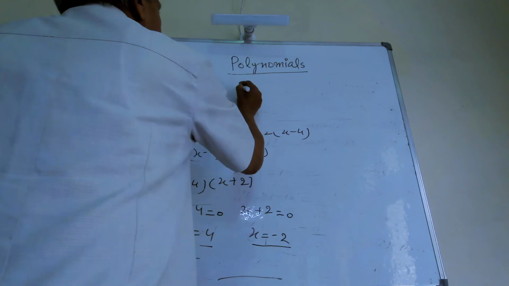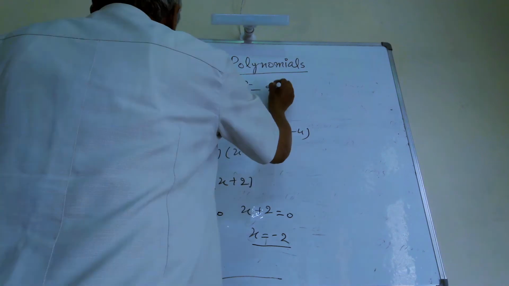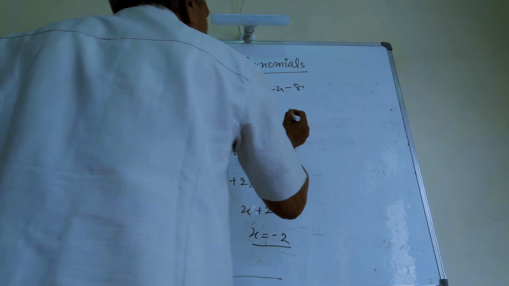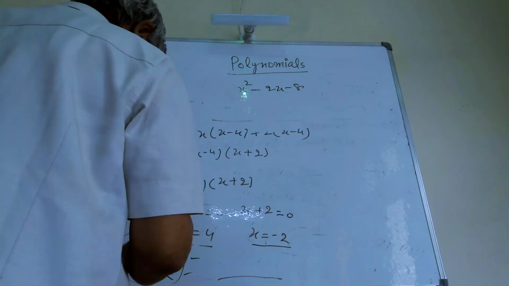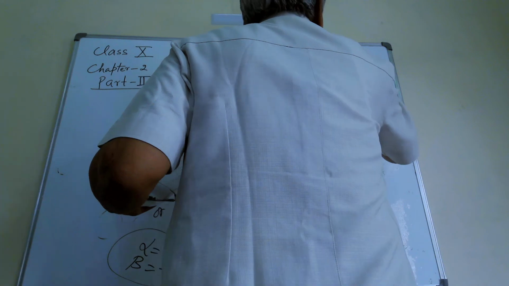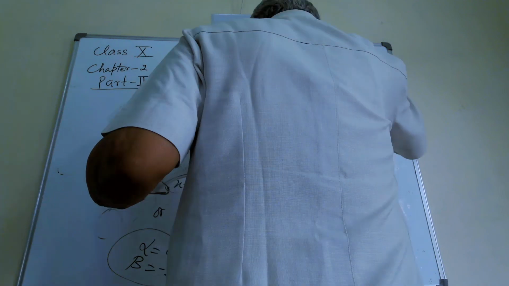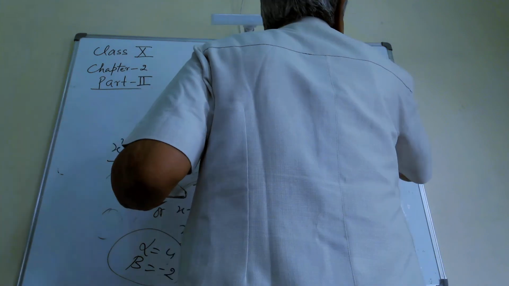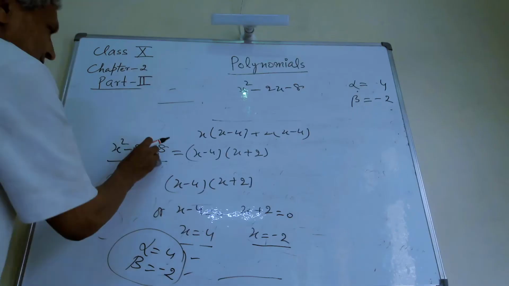x square minus 2x minus 8. This is a polynomial, and the zeros of this polynomial are 4 and minus 2. These are the two zeros of this polynomial.